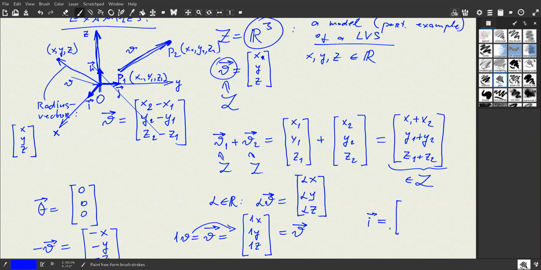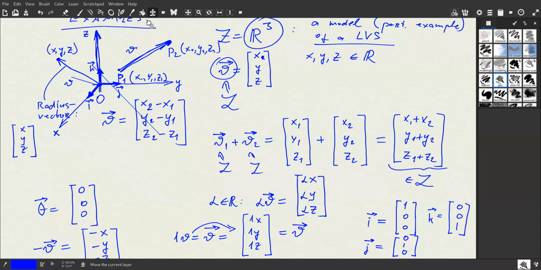Any ideas what the vector i is? It's 1, 0, 0, which points along the x-axis, obviously. It connects the origin with the point 1, 0, 0. X equals 1, other two coordinates equal to 0. And then it is straightforward to see that vector j is 0, 1, 0, and vector k is 0, 0, 1.